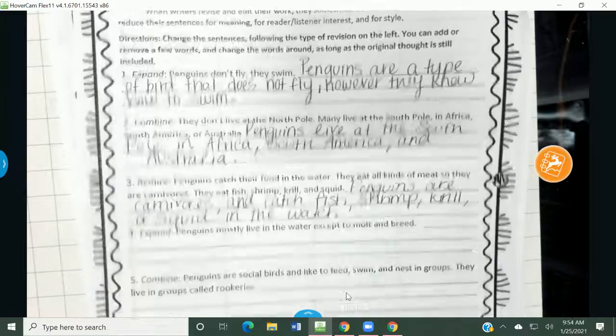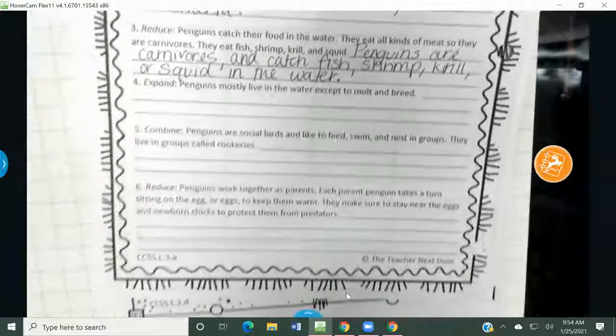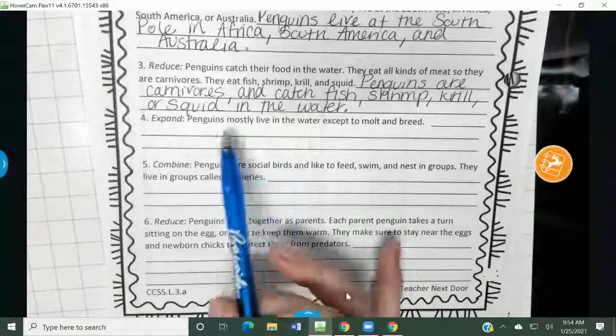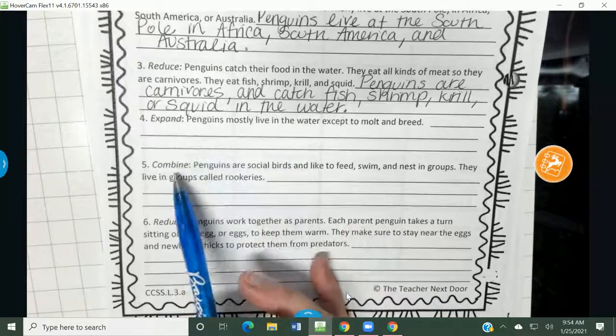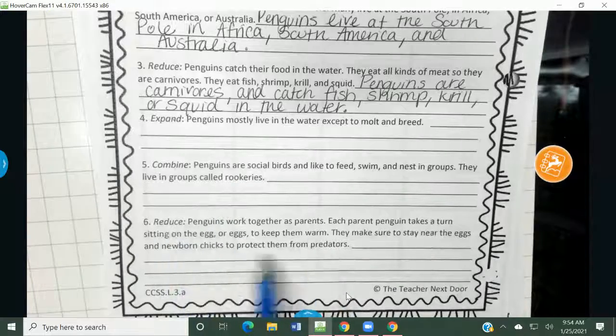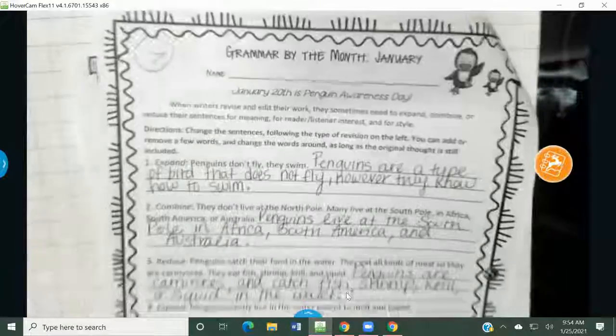Done. So now what you're going to do is show me that you can practice this and you've learned a little bit. Just go off my examples to help you. I want you to expand number four, combine number five, and reduce number six. And we will definitely go over this in class, okay? So that's your grammar packet, page 7. Go ahead and get started.